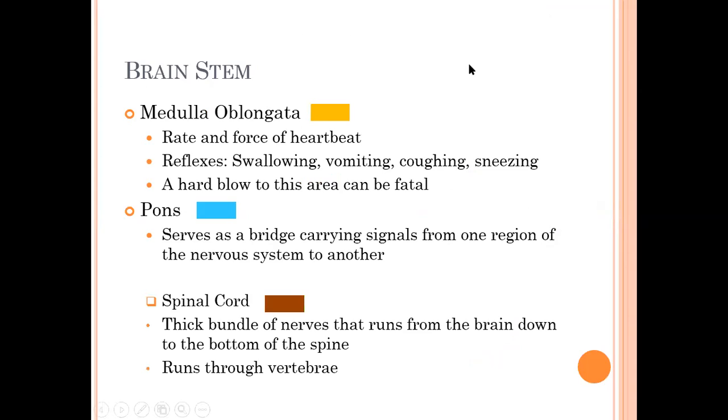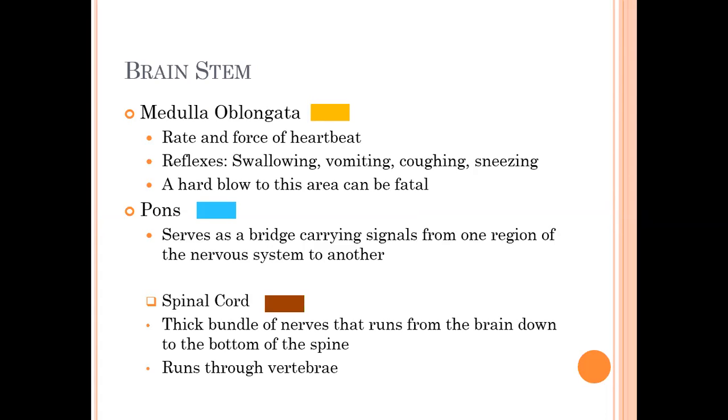All right, so the brain stem is made up of these 3 parts. The first part is the medulla oblongata, and it controls the rate and force of your heartbeat. It controls reflexes such as swallowing, vomiting, coughing, and sneezing. A hard blow to this area could be fatal. If someone got hit in their medulla oblongata, it could stop their heart from beating. They could die.